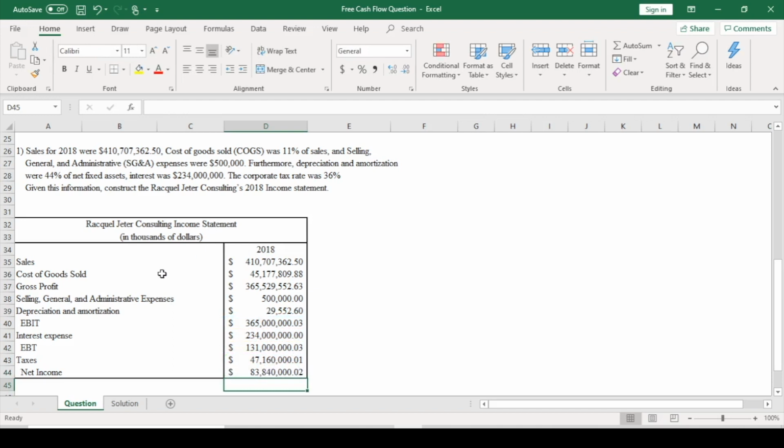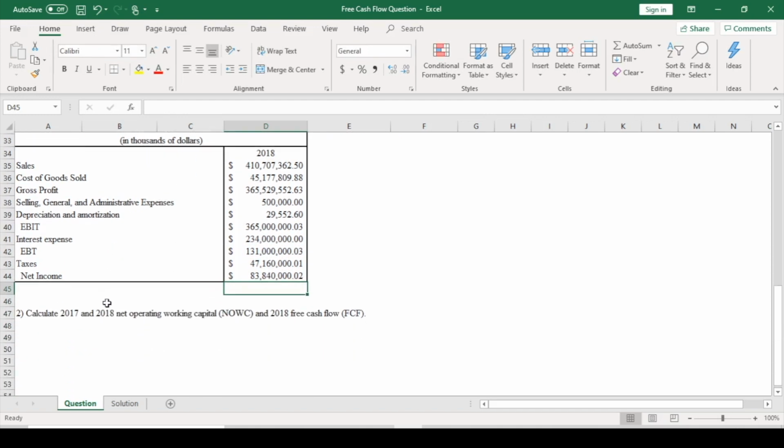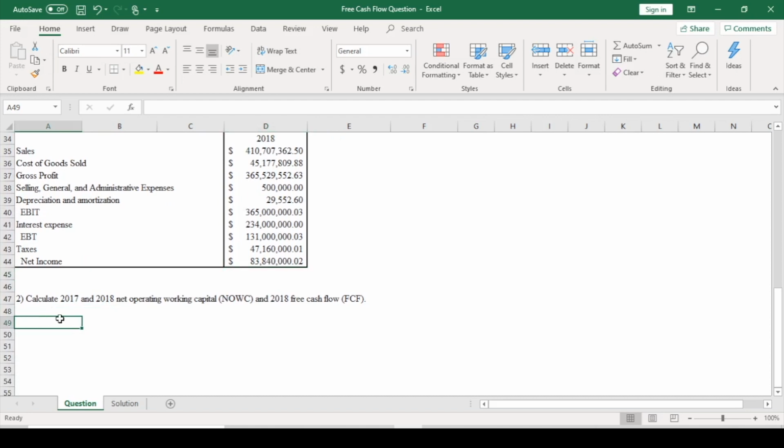So we're done here. Then now we are going to calculate 2018 and 2017 net operating working capital, and then we will calculate 2018 free cash flow. All right.